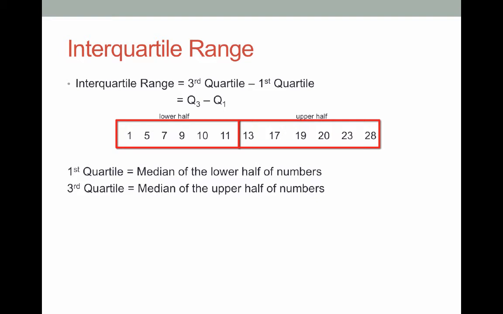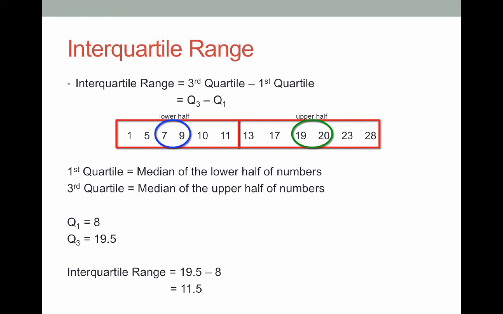So for the lower half, or the first quartile, the median would be between 7 and 9. In this case, it would be 8. And the median of the numbers on the right, the median of the upper half, would be somewhere between 19 and 20, which in this case would be 19.5. So the interquartile range would be found by taking 19.5 and subtracting 8. This gives us an interquartile range of 11.5.